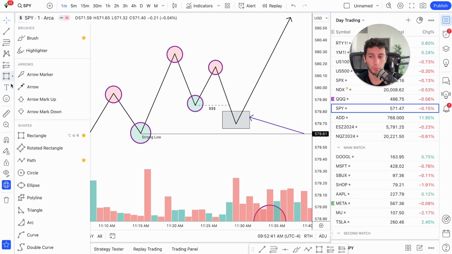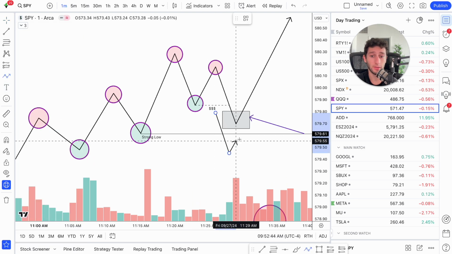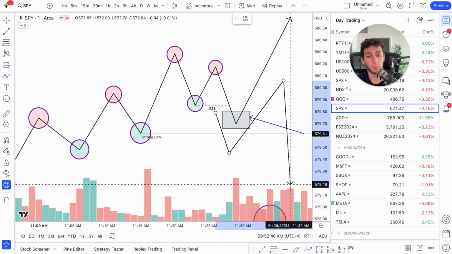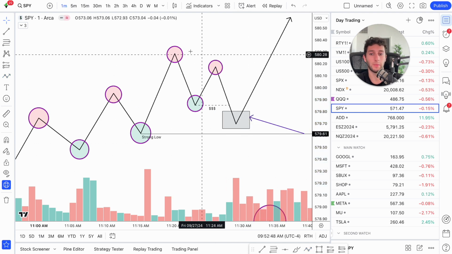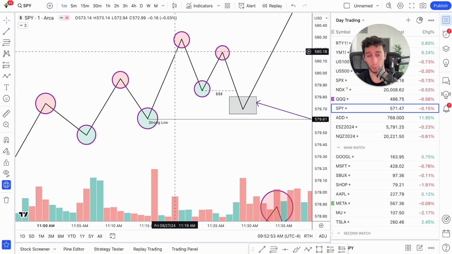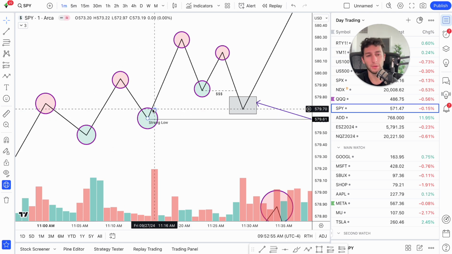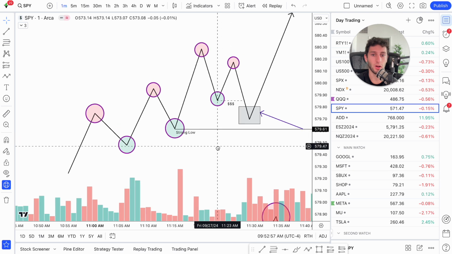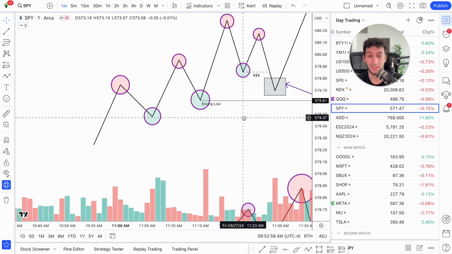Now, if price were to break this low, come down here, then we could look for a pullback to then go short, because now we have confirmed that the sellers here were strong enough to take out the buyers down here. And that is what causes a reversal. And it's as simple as that.